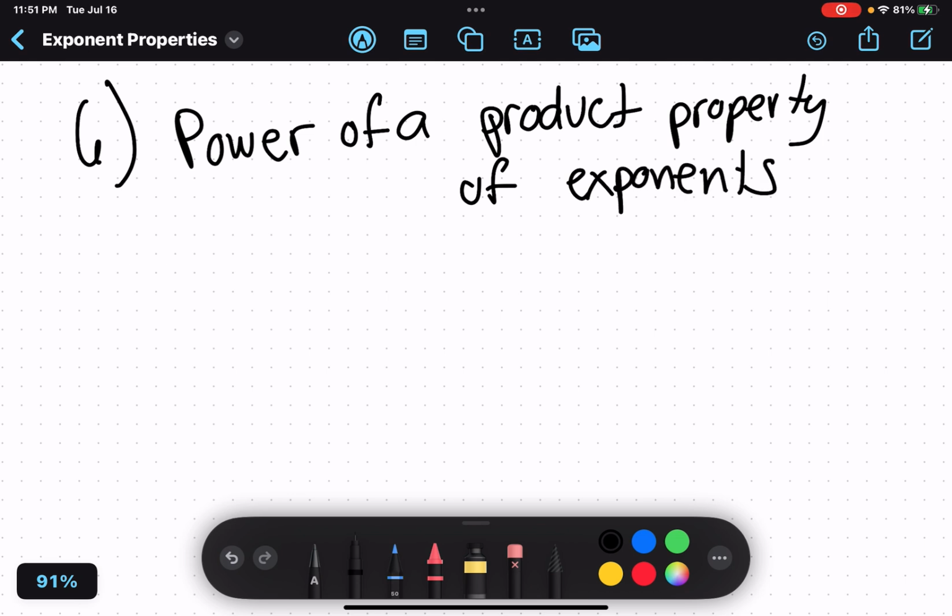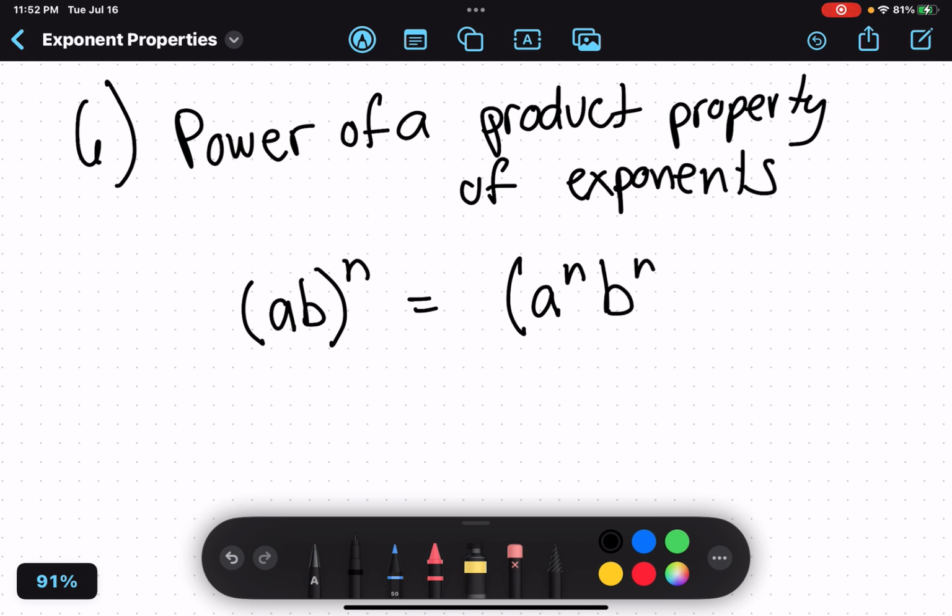This means when we have AB to the power of n, that can also be rewritten as A to the power of n times B to the power of n. It's almost like you're distributing that power. Now, it doesn't work in every scenario, but it could be useful when it can be applied.